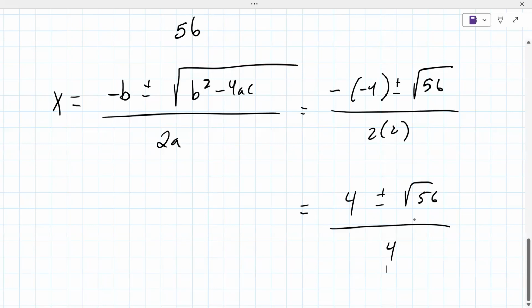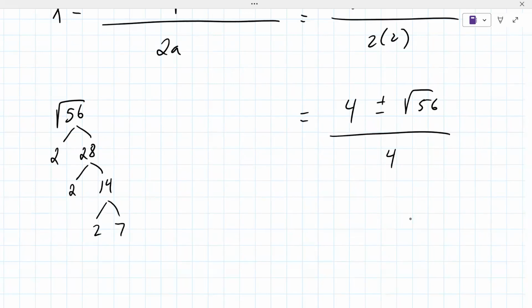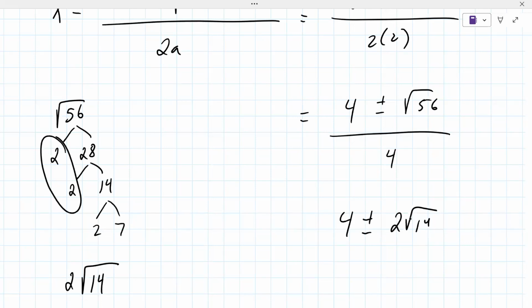Okay. So the square root of 56, you try 2. Let's always start with 2. Does 2 go into 56? Yeah, 2 times 28. Then you try 2 again. Then you try 2 again. And you stop when you get down to prime numbers. So you're totally done here. You're left with 2 square root of 14. So that replaces the root 56.